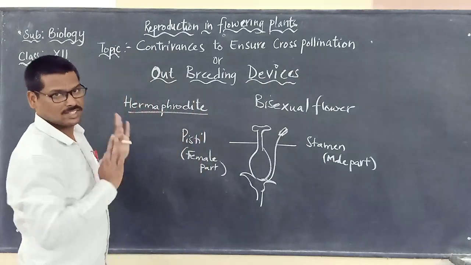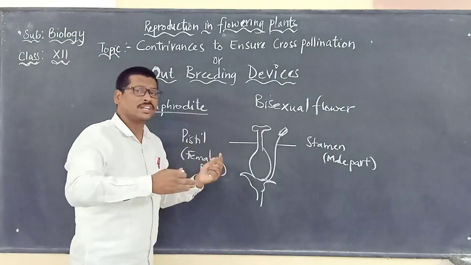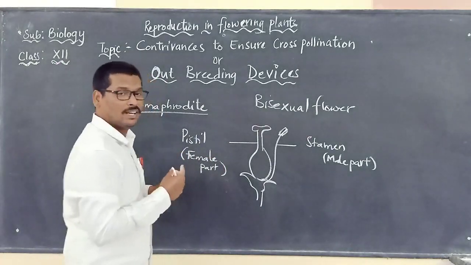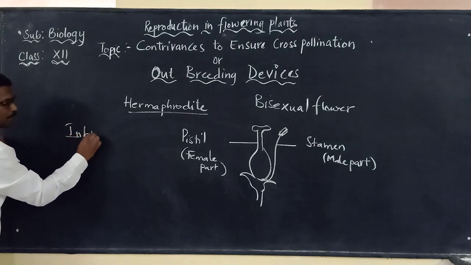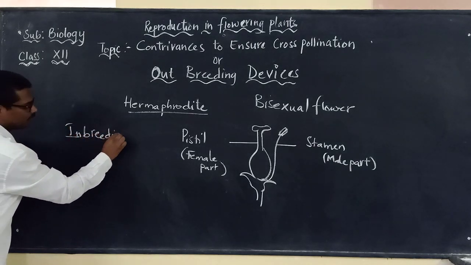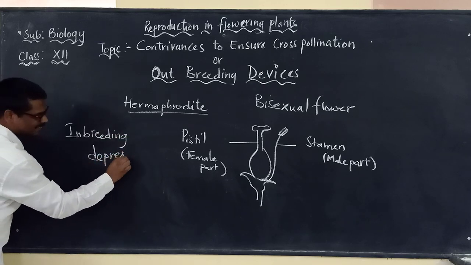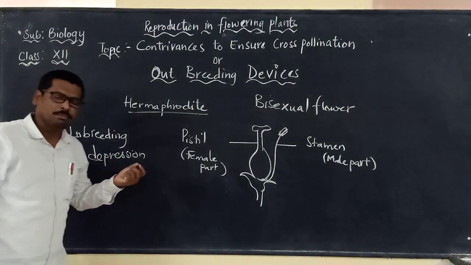So what are the adaptations the flowers show in order to achieve cross-pollination? We are going to discuss that. Just imagine that if flowers undergo continuous self-pollination, it may lead to a situation called inbreeding depression. What is this inbreeding depression? We are going to discuss it now.